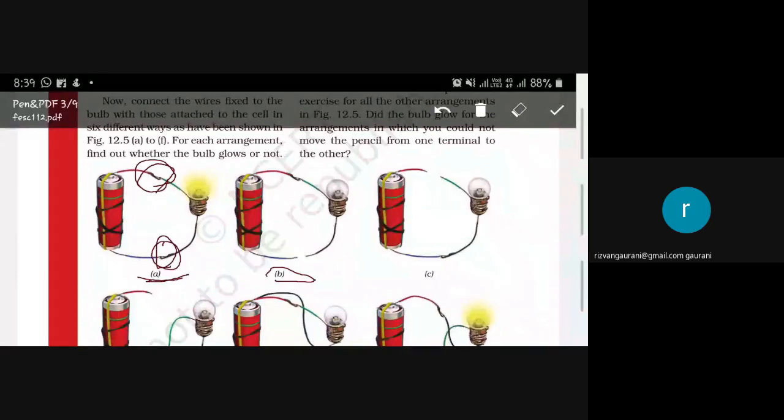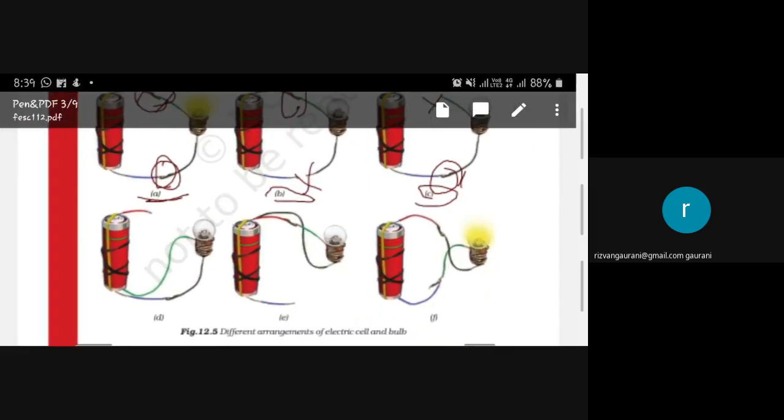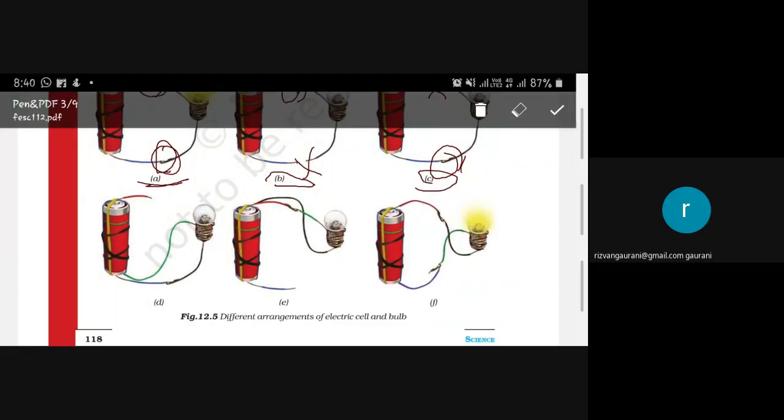In B, what is happening? One point is connected, but the other point is not connected, so the bulb will not light. In C, the base point is connected, but the top point is not connected, so it will not light. Now both terminals are connected at the base, so it will not light. The same thing happens here: both terminals are connected with the top terminal of the cell, so it is not connected properly.